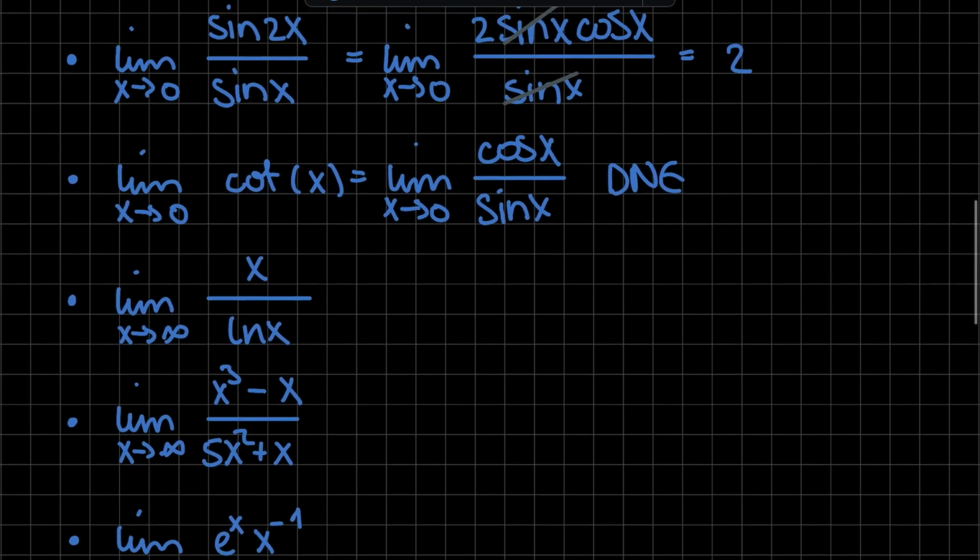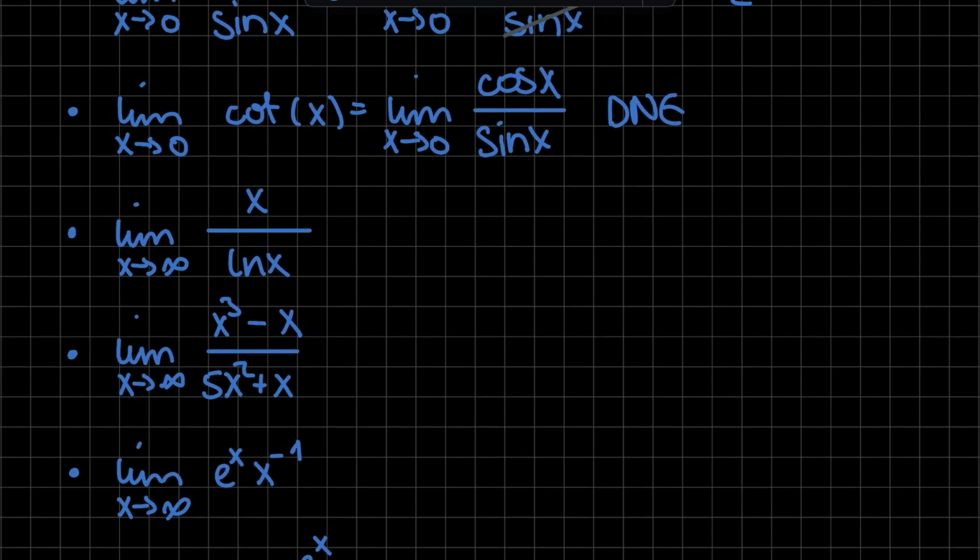Okay, let's do the next one. We have the limit as x tends to infinity of x over the natural logarithm of x. So as always, let's first try direct substitution. We get infinity over ln of infinity, which would still be infinity. All right, so we can apply L'Hopital's rule, since we have the form infinity over infinity.